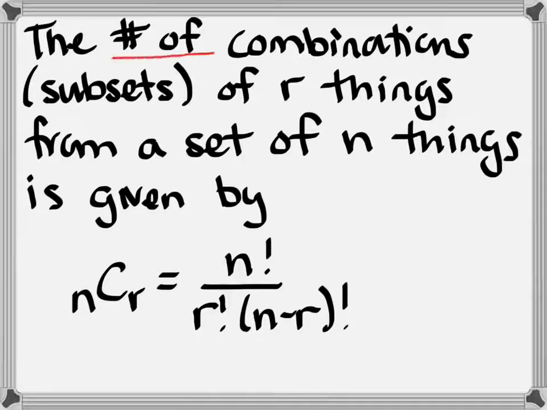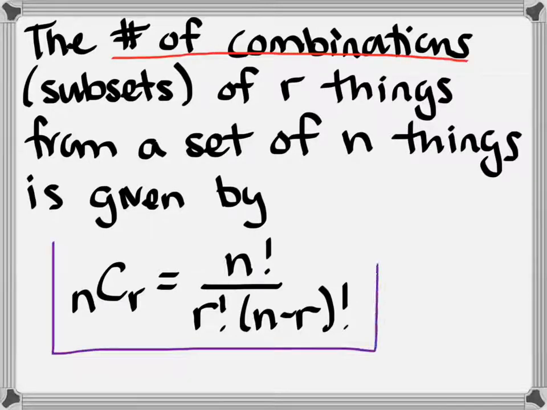The number of combinations, or if you will, subsets, from a set of n things, choosing r, is given by n factorial over r factorial times n minus r factorial. This is sometimes denoted by nCr. This is similar to the formula for permutations, except we have an extra r factorial in the denominator.